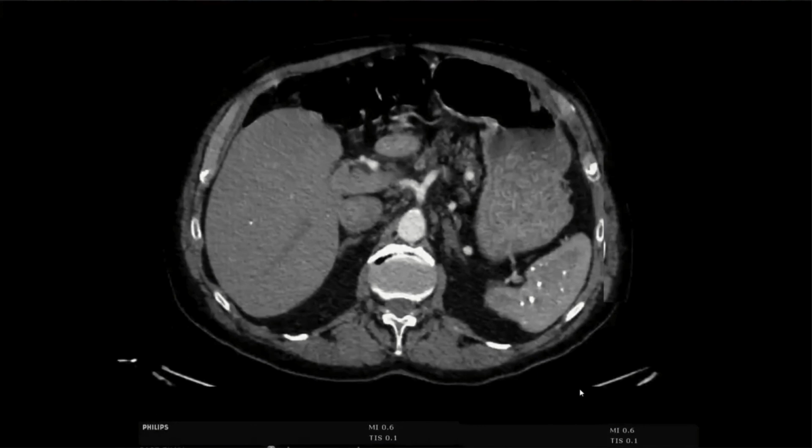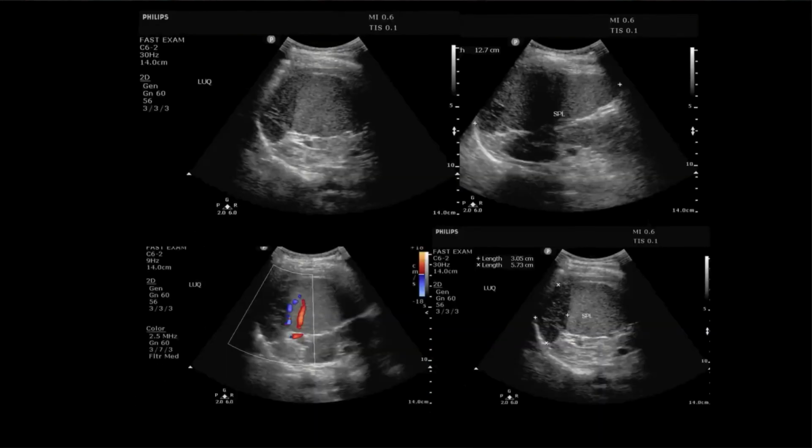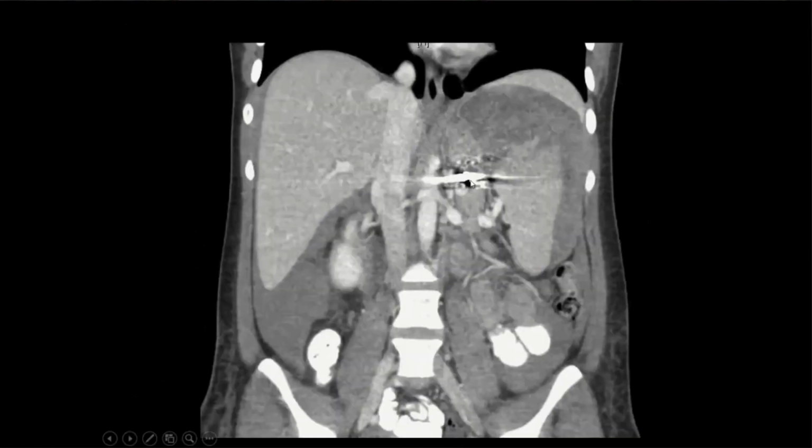So this is someone who came in repetitively and got ultrasounded and scanned. They were a trauma months before, and they had a procedure done. They had coiling done of their spleen.